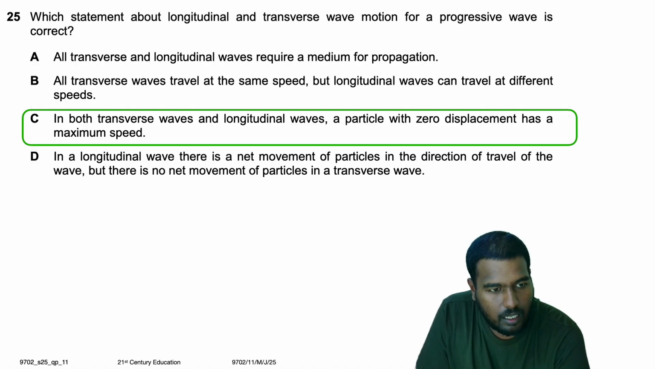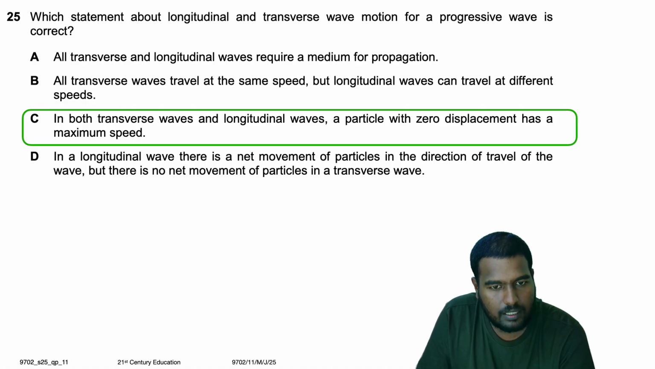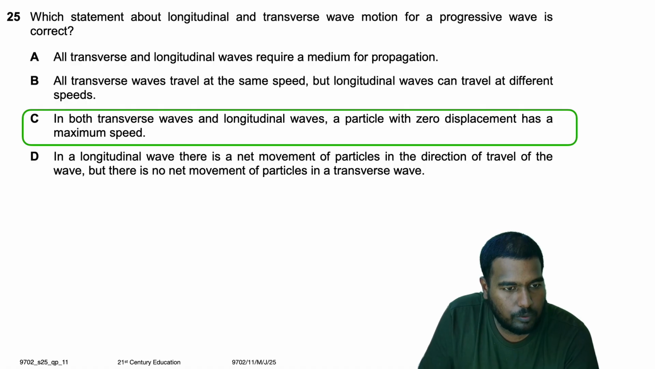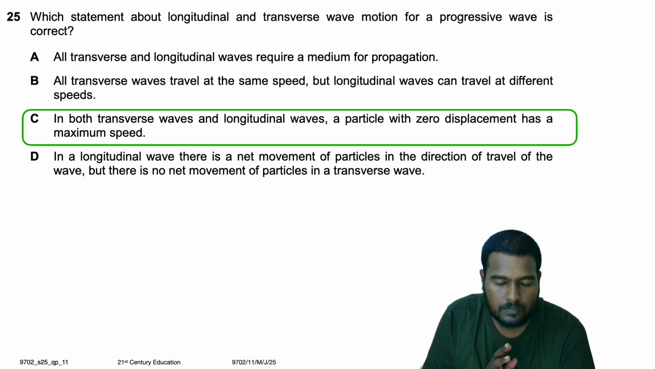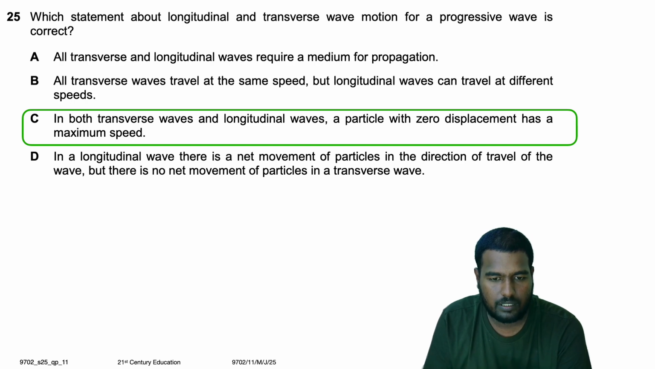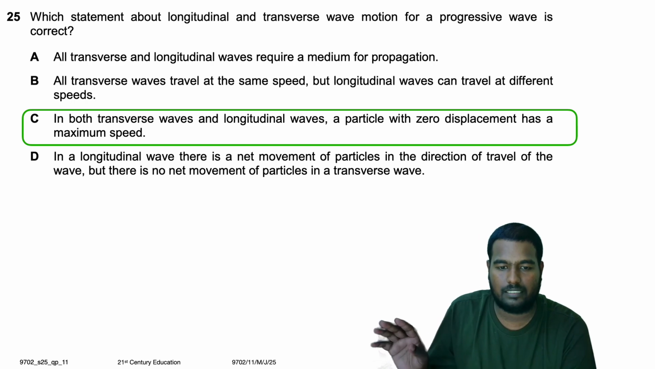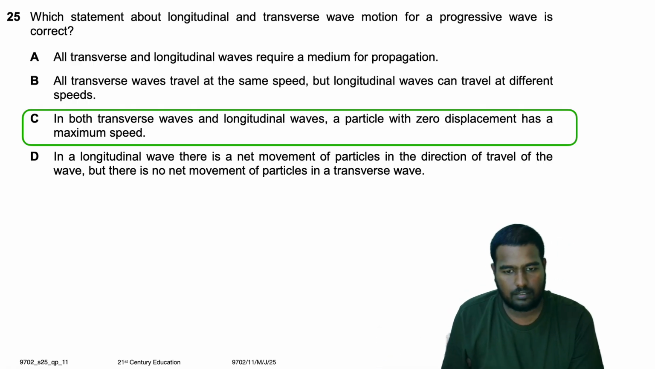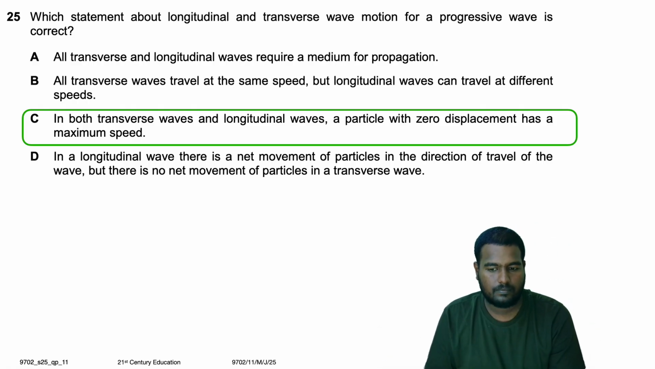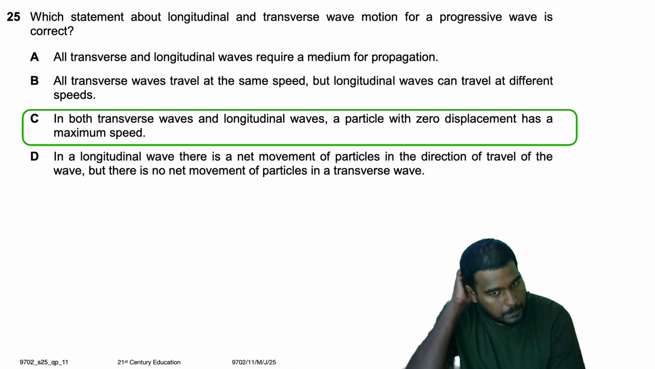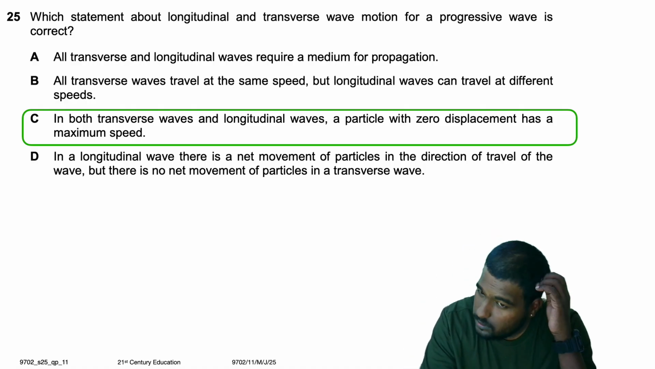"In a longitudinal wave, there is a net movement of particles in the direction of travel of the wave, but there is no net movement of particles in a transverse wave." This is also wrong. Whether it's a longitudinal wave or a transverse wave, in progressive waves the particles do not move. They just oscillate. They just carry energy. That's the definition of a wave: carrying energy without moving. Okay, 25. Option C.